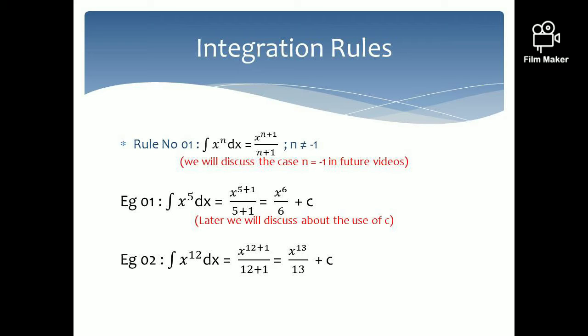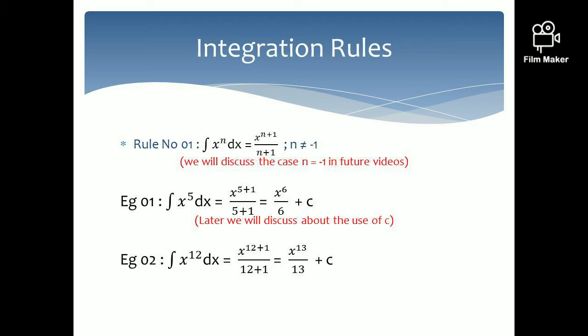For example, if you integrate x to the power 5, now you can understand n is 5. Therefore, the answer would be x to the power 5 plus 1 divided by 5 plus 1. Then the answer is x to the power 6 over 6 plus c. This c is an additional constant we added to this expression. Later in this video, we will understand what c is and how to find the value of c.